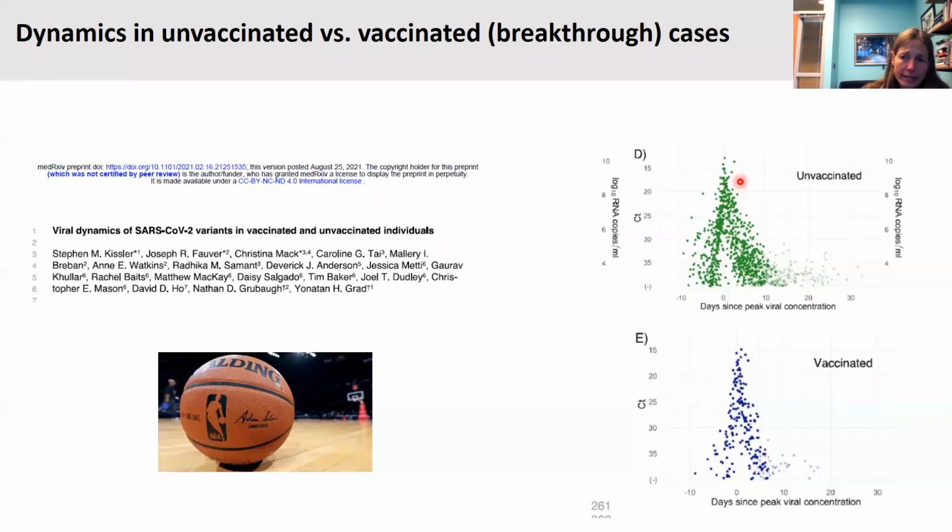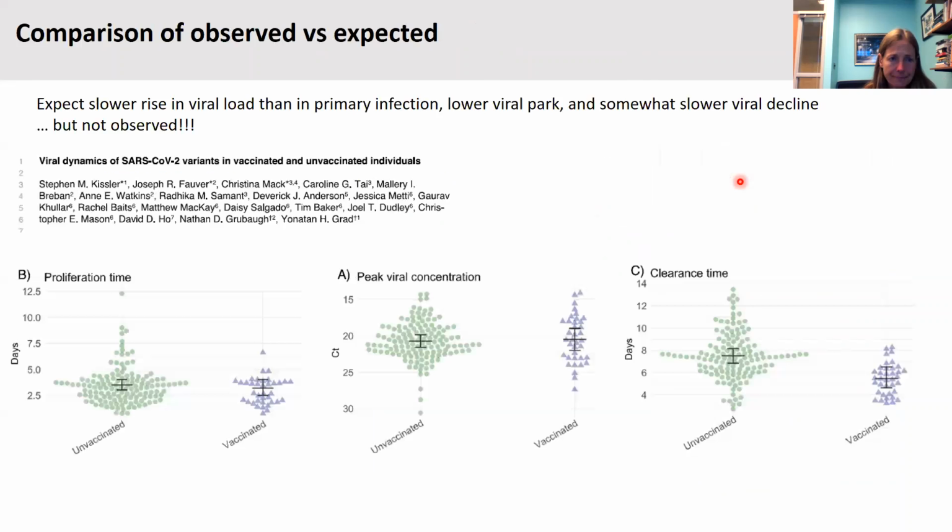And they've looked at this quantitatively by fitting lines to these data, consistent with exponential growth and exponential decline. And what they found is that the time from infection to the time of peak, so the proliferation time, is similar between unvaccinated individuals who got infected and vaccinated individuals who are experiencing breakthrough infections. The peak viral concentrations are very similar also, right? But the clearance time is faster for unvaccinated individuals compared to vaccinated individuals, right?